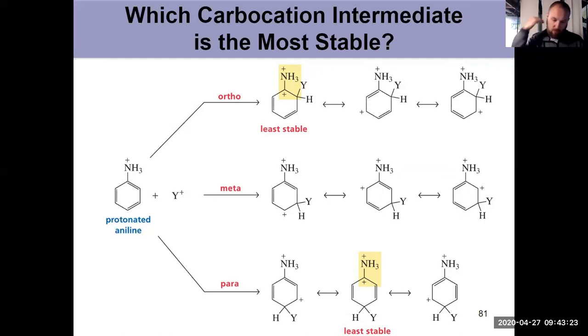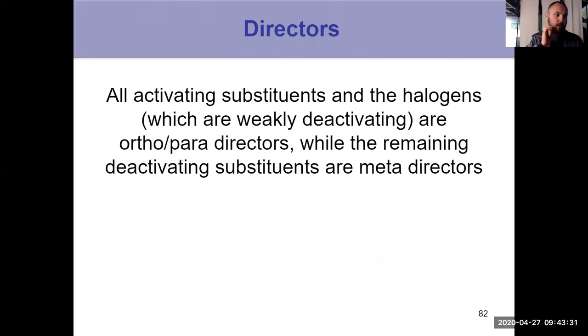So as you go through when you're studying, are things activating or deactivating, add in there, are they ortho-para directors or meta directors? And it's all summarized right here. Everything that's activating plus the halogens, which are weakly deactivating, those four classes are ortho-para directors. Things that are strongly and moderately deactivating are meta directors, so two classes there.